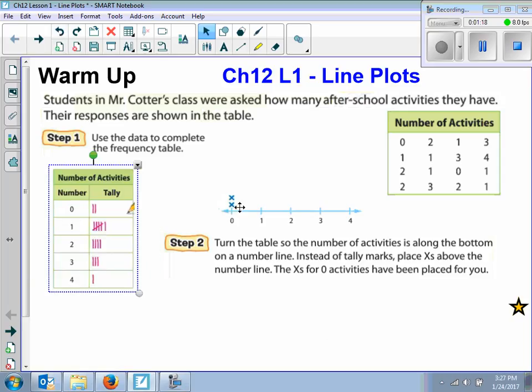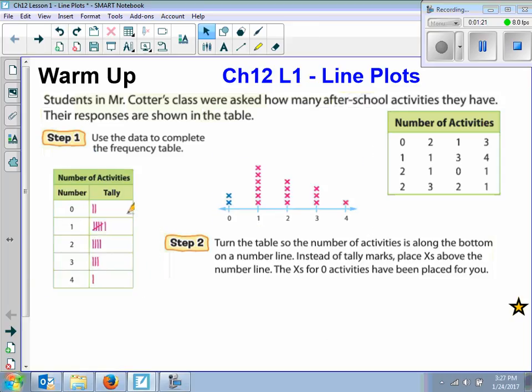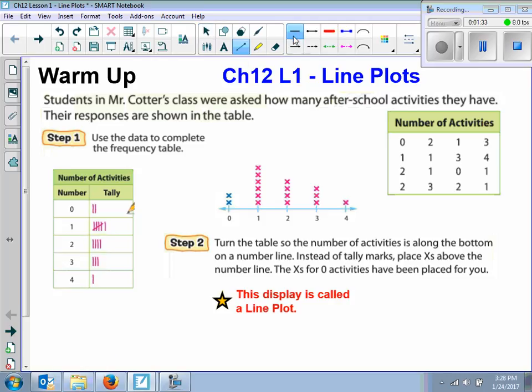So here is what your line plot looks like. This display is called a line plot. Now, when you do your line plots, I want you to be sure that when you are putting your X's on the number line, does everybody see how the first row there is all lined up together? Yeah. And when you do the second row, it's all lined up. So that way, if they're all lined up, you would be able to just look at the display and pull out the data.